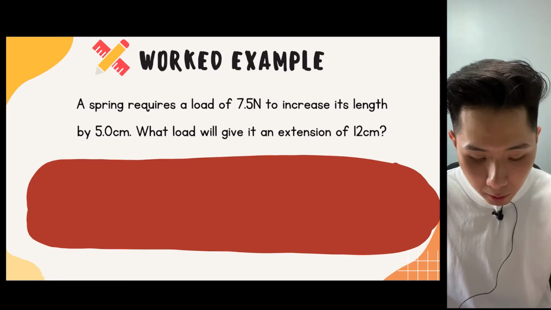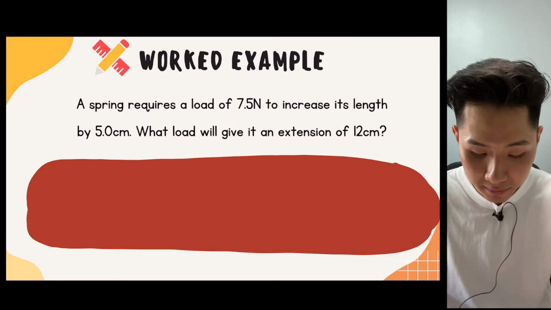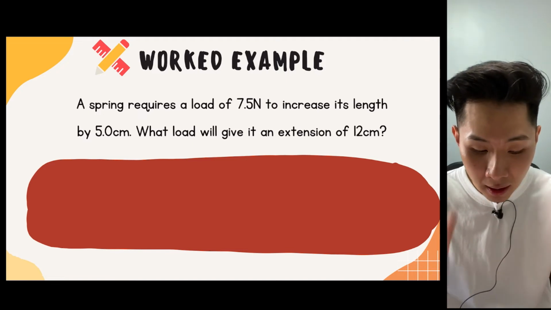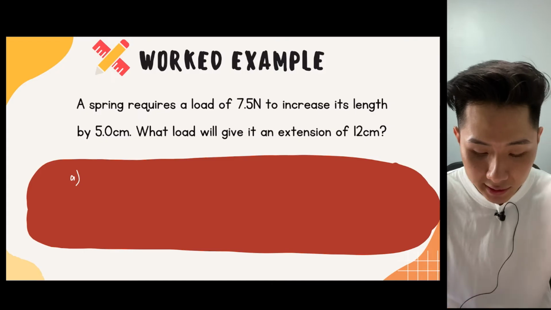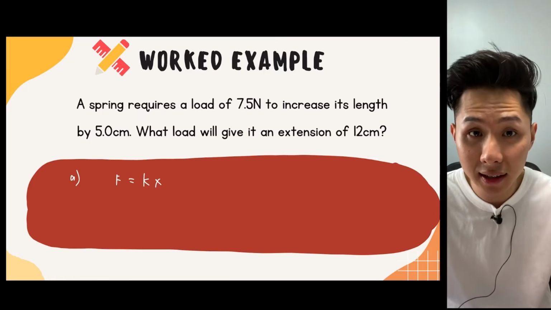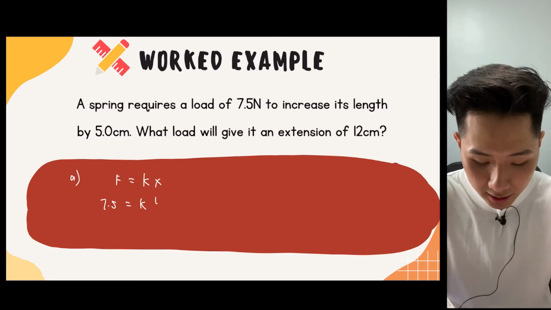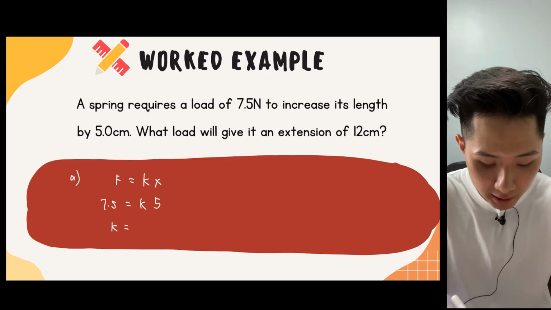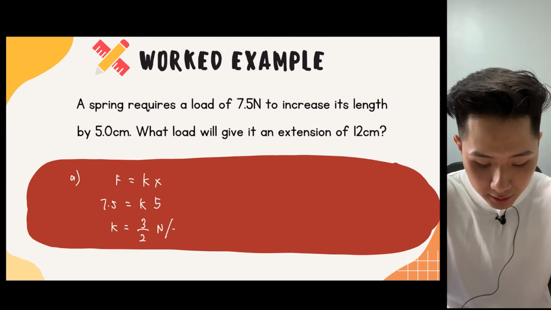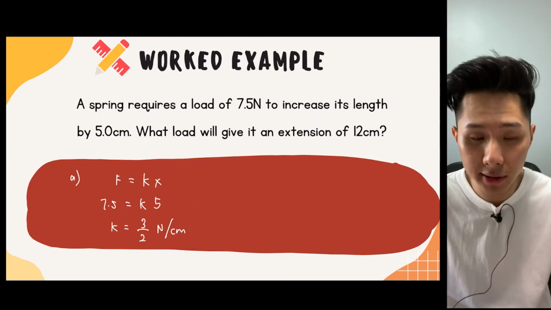Let's move on. Another worked example: a spring requires a load of 7.5 Newton to increase its length by 5 cm. What load will give it an extension of 12 cm? So this is actually a two-part question. So first part, increase the length. We have, again, the equation F equals Kx. What we lack here is the spring constant. We have the load, which is 7.5, equal to K times the extension, which is 5. So therefore, my K will be equal to 3 over 2 Newton per cm. So that's the unit for the spring constant.